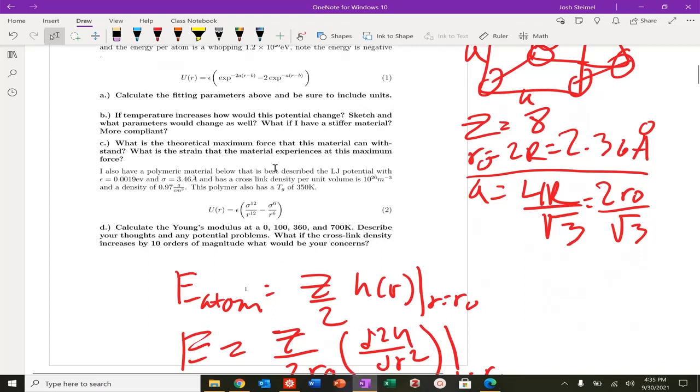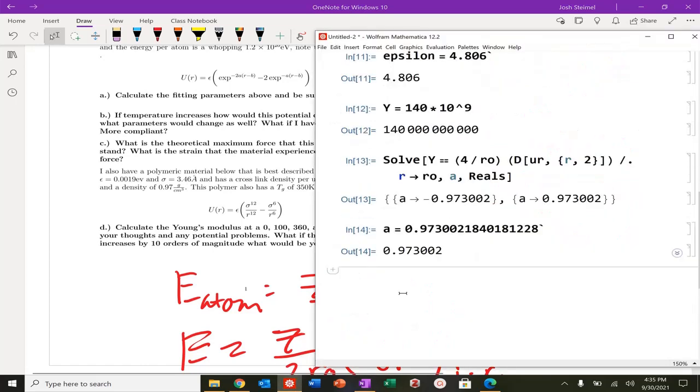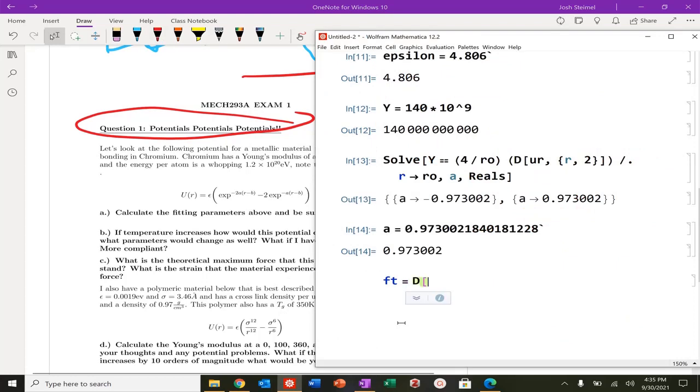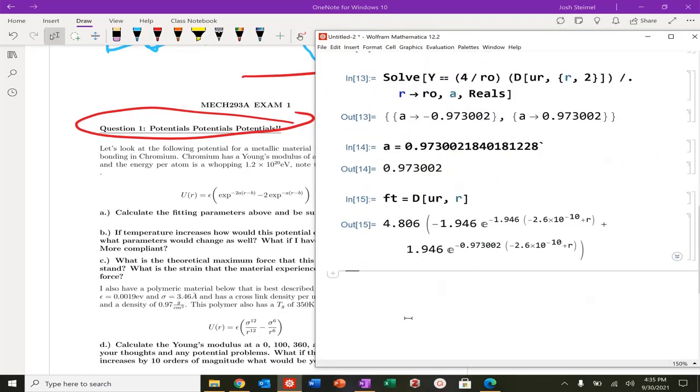What is the theoretical maximum force that this material can withstand? What is the strain the material experiences at this maximum force? Generally, a force is the negative gradient of potential, but here the pulling force that I could exert when I pull on this material like this is just the derivative of U of R with respect to R. So that's my force. If I want to solve where the force is maximized, I take the derivative of F with respect to R, set this equal to 0, and then solve for R.